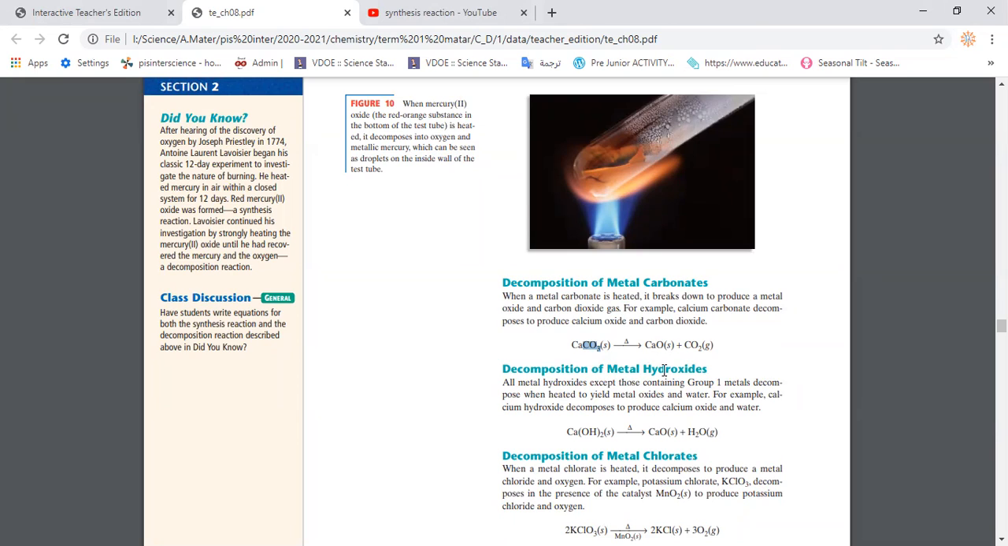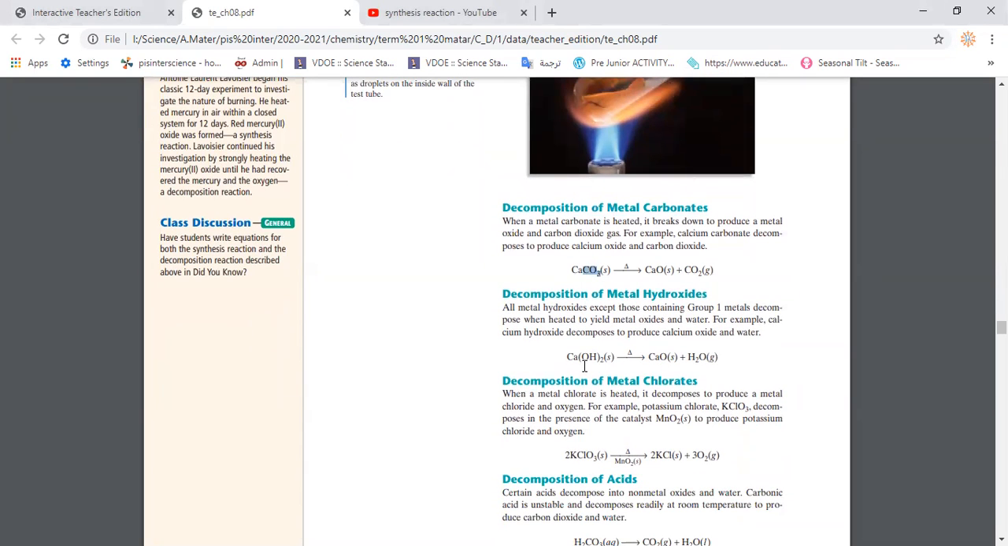The other category is the decomposition of metal hydroxides. Okay, so when metal hydroxides break down by heat, or thermal decomposition, they always produce the metal oxide and water vapor gas. So it's still the same. We don't care about the metal. We just care about the anion part, or the negative part of the compound, which is the hydroxide group, another polyatomic ion carrying a -1 charge.